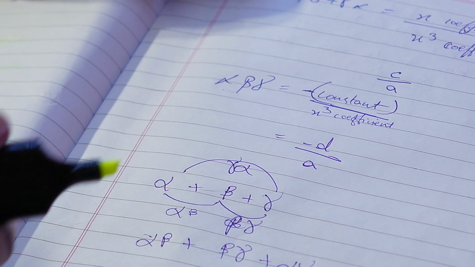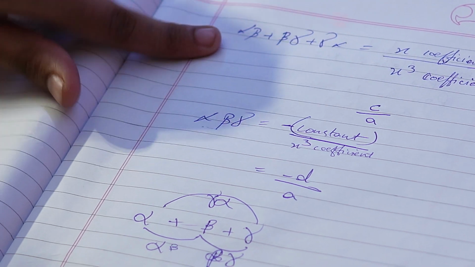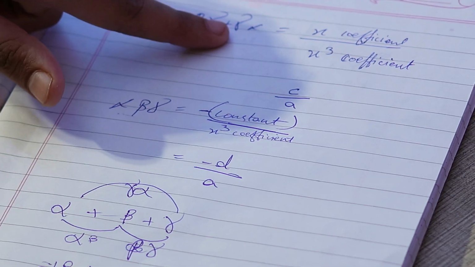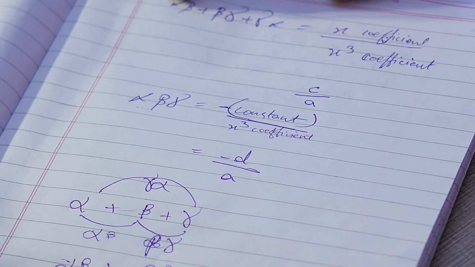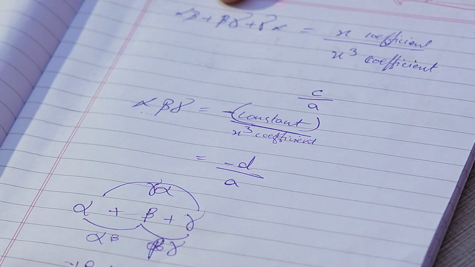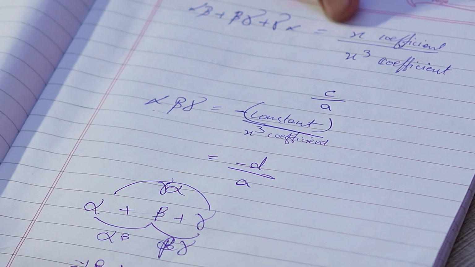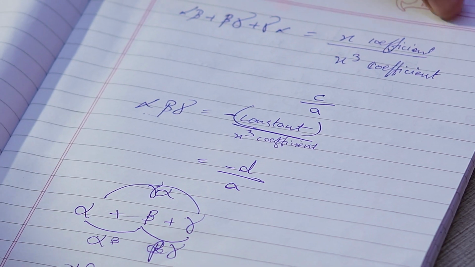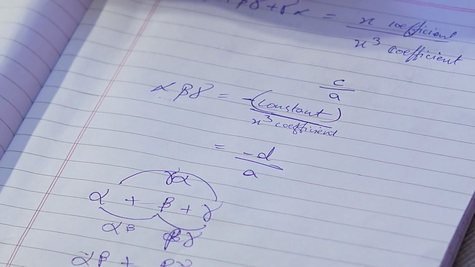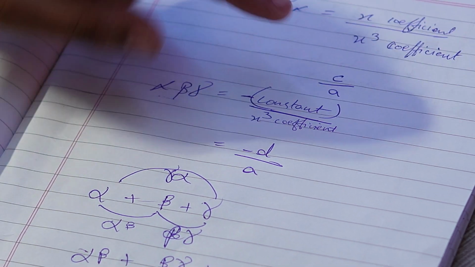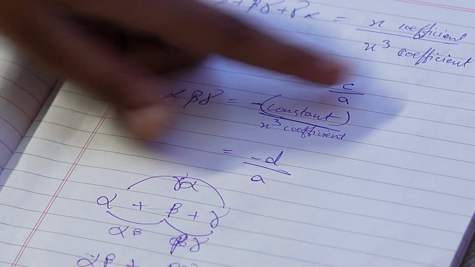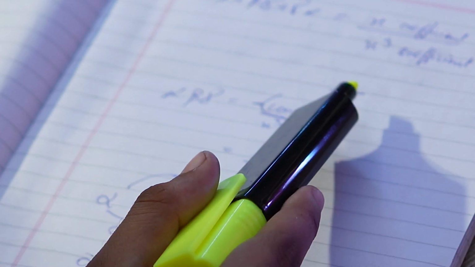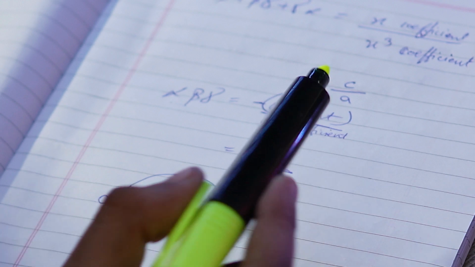Next is alpha beta plus beta gamma plus gamma alpha. To find the value of alpha beta plus beta gamma plus gamma alpha, the formula used is x coefficient by x cube coefficient. The coefficient of x is c, and the coefficient of x cube is a, so it is c by a.